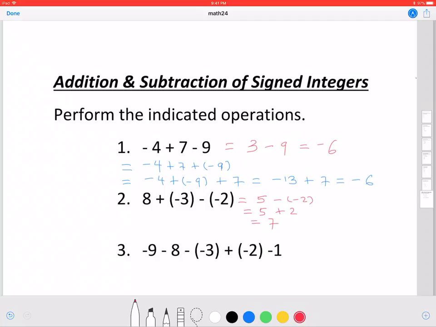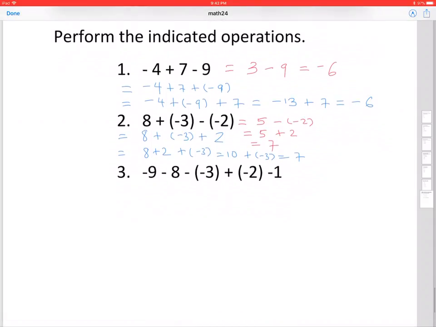But I'm going to redo this problem by, again, keeping the addition the same and changing the subtraction as addition of the number opposite of the number that follows. The number that follows is -2, so that becomes +2. And here I'm going to add 8 plus 2 plus -3. Again, I'm pulling the numbers that have the same sign together. Of course, 8 plus 2 is equal to 10 plus -3 is 7. Again, the same result. All right, number 3 is a little bit long.